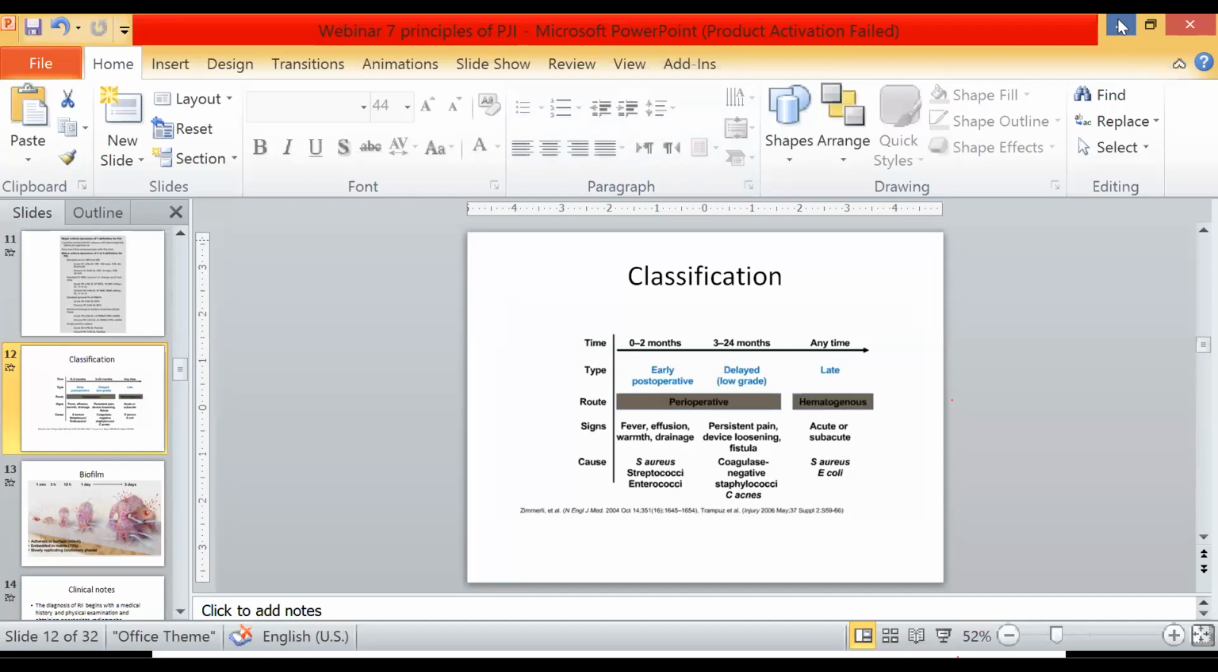Dr. Ramond, do you recommend putting a drain after surgery? Does it have any role in decreasing or increasing infection?